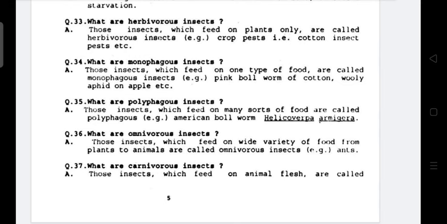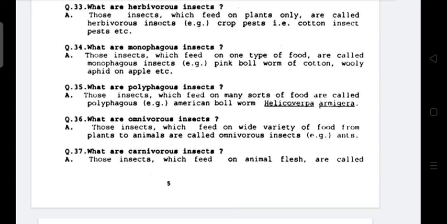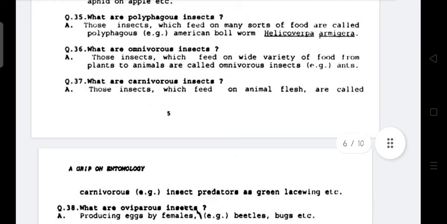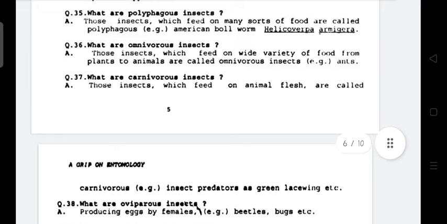What are monophagous insects? Those insects which feed on one type of food are monophagous, like pink bollworm of cotton, which only feeds on cotton. Woolly aphid on apple. What are polyphagous insects? Those which have different hosts. Those insects which feed on many sorts of food are called polyphagous, like American bollworm, Helicoverpa armigera. What are omnivorous insects? Those insects which feed on a wide variety of food from plants to animals are called omnivorous insects, like ants.